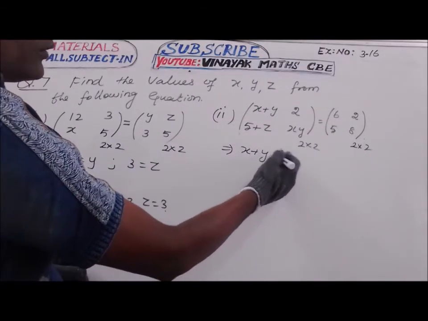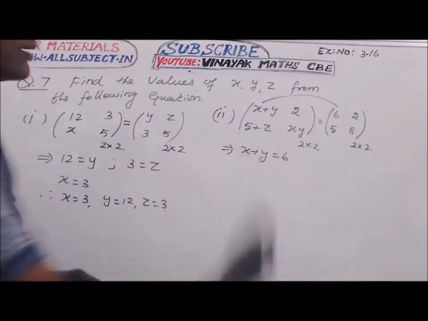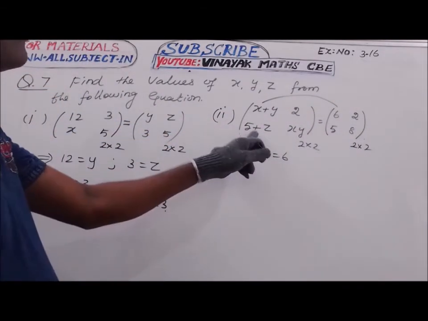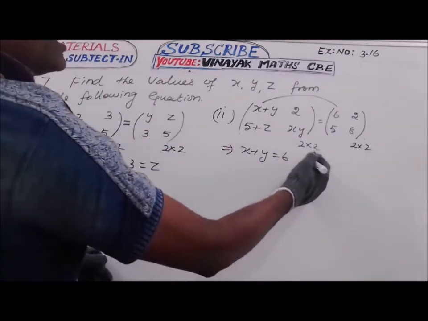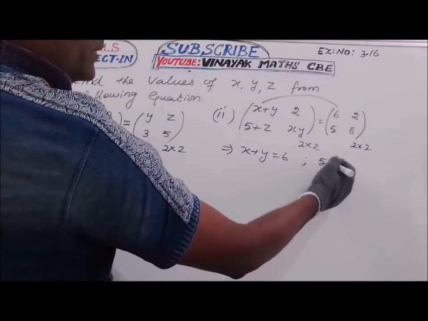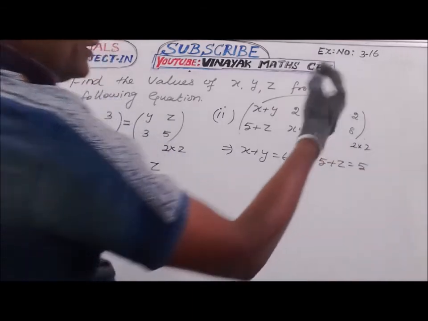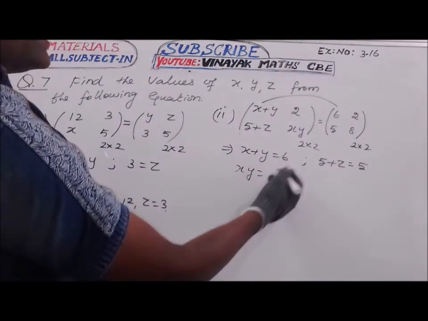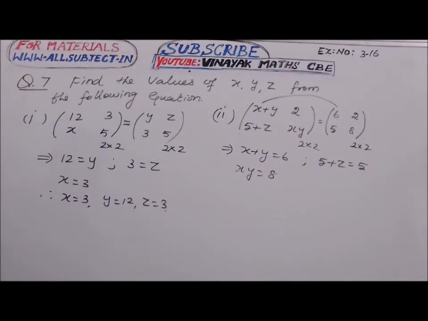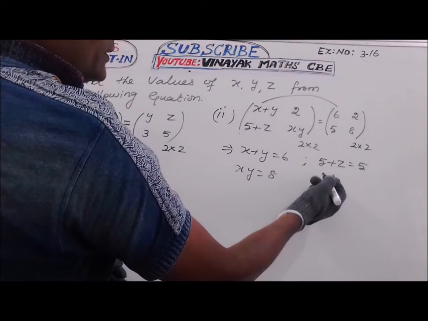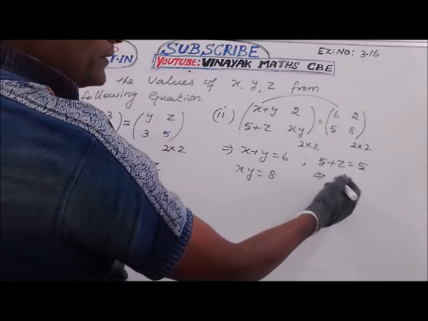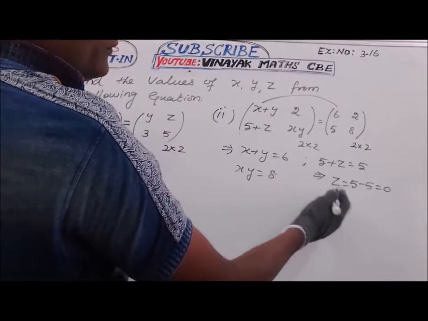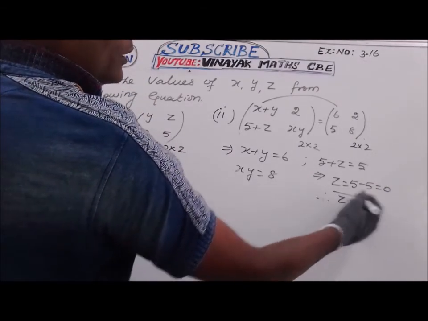So x plus y equal to 6. The first element equals the first element, and the second equals the second: 2 equal to 2, you need not worry about it. Now equating the third element, 5 plus z equal to 5 is given. And the fourth one, xy equal to 8 is given. Look at the second equation, 5 plus z equal to 5, which implies z equal to 5 minus 5 equal to 0. Therefore, we have found the value of z equal to 0.